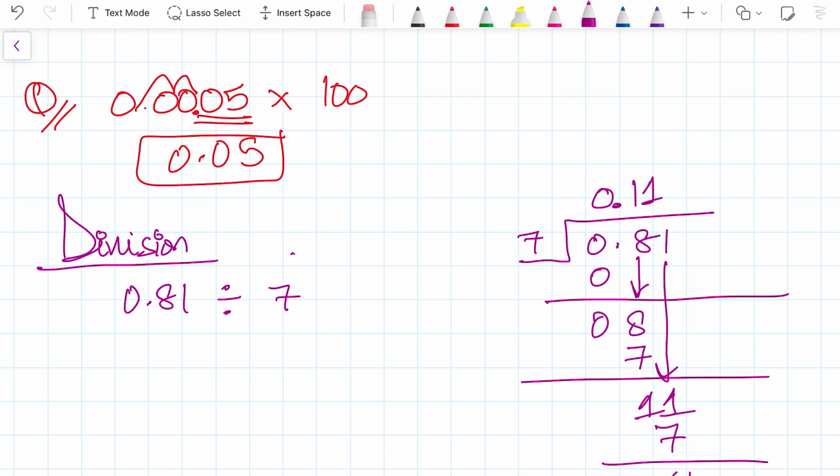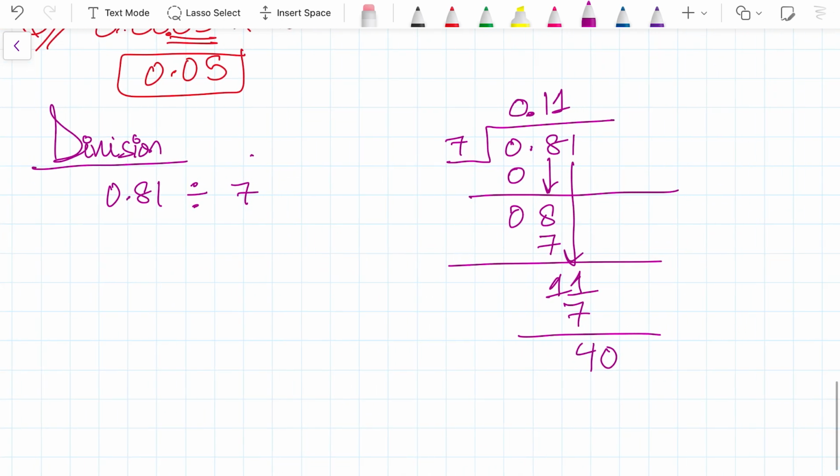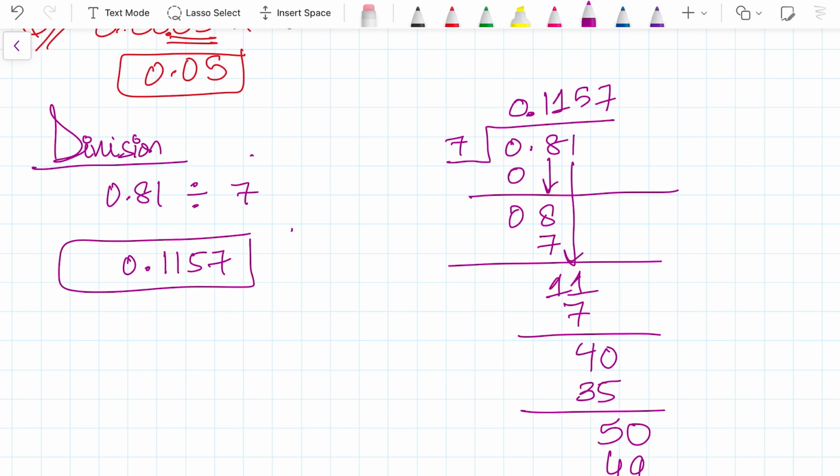4 remainder. Since there's already a decimal here, I can write a 0 here. 7 times 5 is a 35. 5 remainder, 0. 7 times 7 is a 49. Now we're not going to continue because it will go on and on and on. So I can say my answer is 0.1157 if you have to answer to 4 decimal places. Otherwise, you can also write a 0.115 if you have to answer to 3 decimal places.